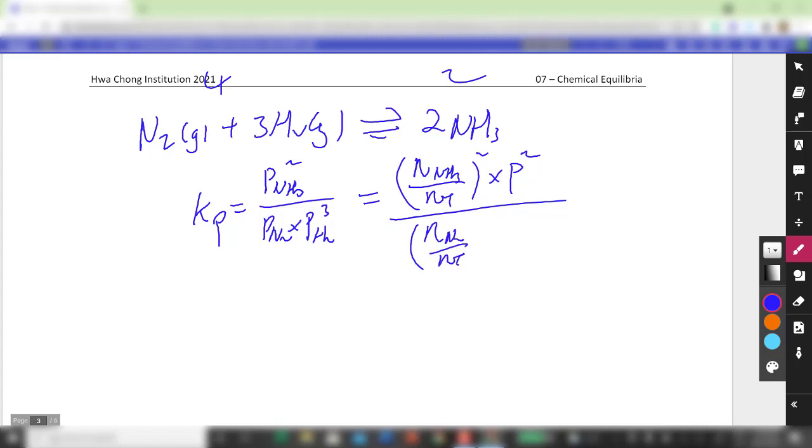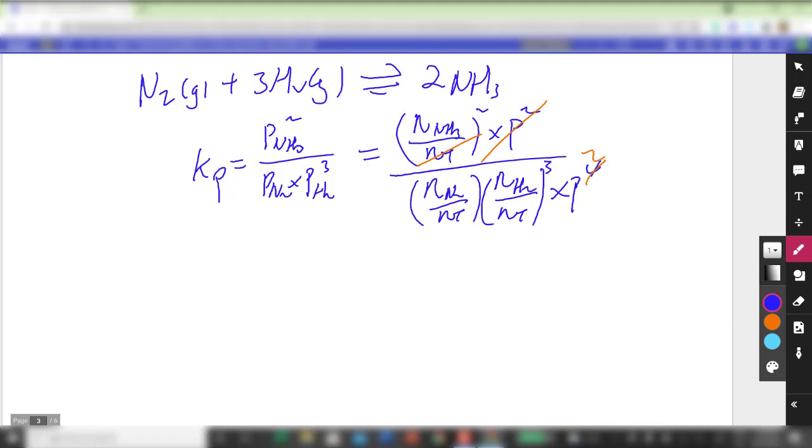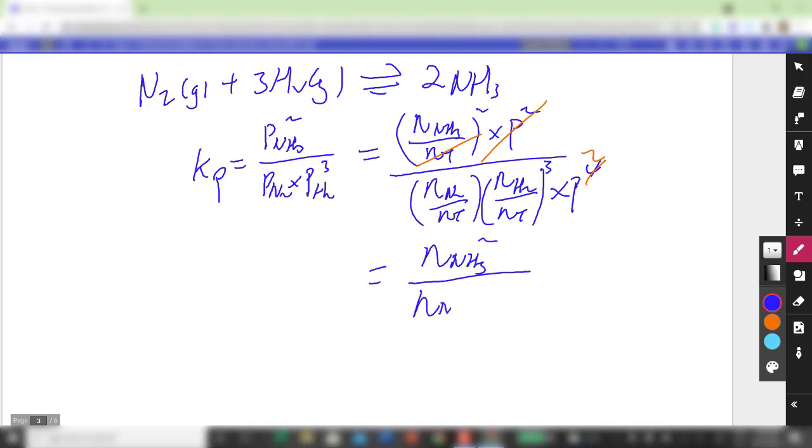If I take out the pressure term, eventually it will be P to the power of 4. I won't bother to write it out. So the number of moles of H2, this is the mole fraction of hydrogen cubed, then multiplied by P to the power of 4. If I do a quick cancellation, the numerator's total number of moles will be cancelled entirely, but for the denominator, I'm left with a squared term. So I'm going to rearrange them, and I will end up with the number of moles of ammonia squared, divided by the number of moles of N2 multiplied by the number of moles of H2 cubed.